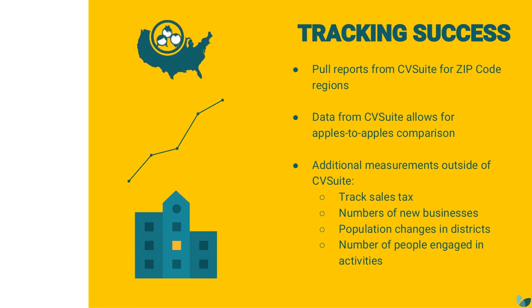In a similar way in Washington, we will also be asking districts to make use of the CVSuite tool so that we can be comparing apples to apples, and they can obviously use other tools as well, but this way I think we will have a level playing field, as you mentioned. We'll also look at things like numbers of new business starts, maybe population changes in the districts, the number of people engaging in creative activities, and general sort of vibrancy within the district. So lots of ways, I think, to track successes.